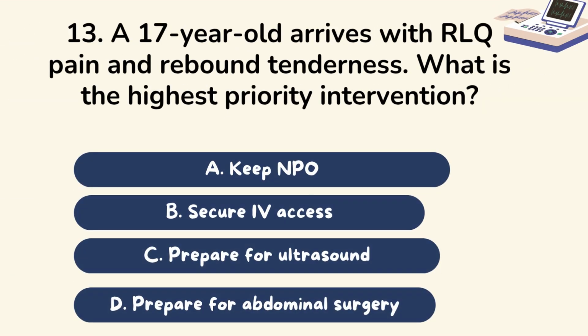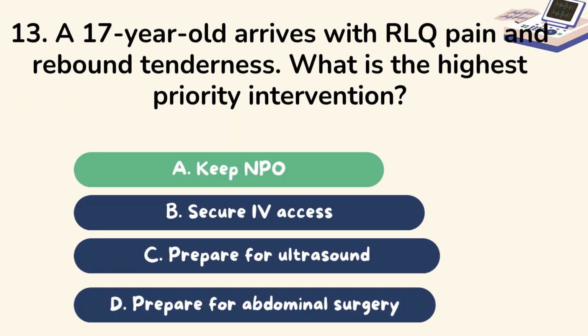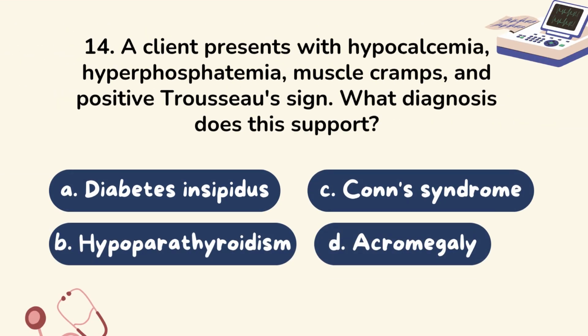A 17-year-old arrives with right lower quadrant pain and rebound tenderness. What is the highest priority intervention? A client presents with hypocalcemia, hyperphosphatemia, muscle cramps, and positive Trousseau's sign. What diagnosis does this support?